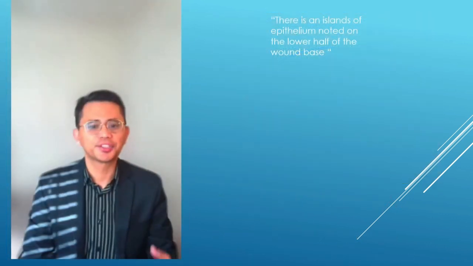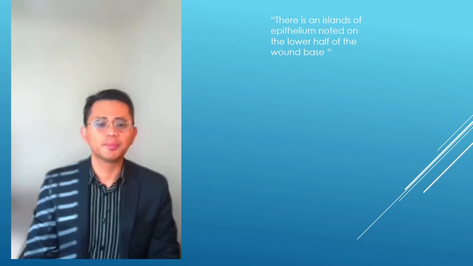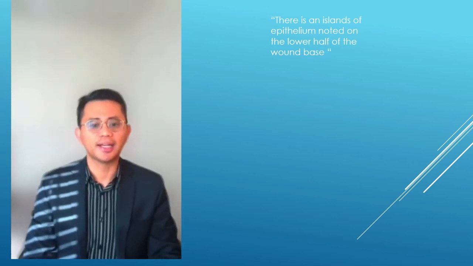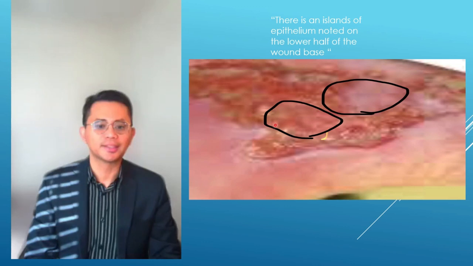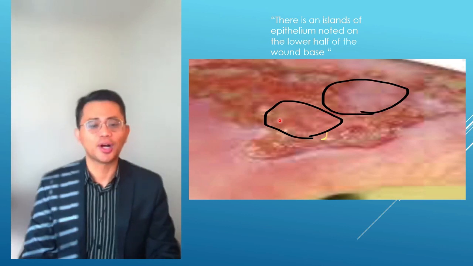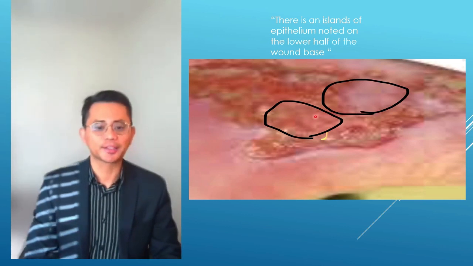So, ladies and gentlemen, if you see this documentation that reads, there are islands of epithelium noted on the lower half of the wound base, what does that mean? Sometimes during your wound assessment, you see this pinkish tissue at the center of the wounds, and they form like islands. When you see these guys, please do not harm them because they are viable tissues. The term for this is islands of epithelium.